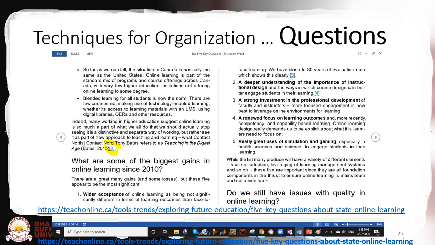And then we have another question, and the answer to that question is here next to it, using references number 3 and references number 4. And this is another question: do we still have issues with the quality in online learning?